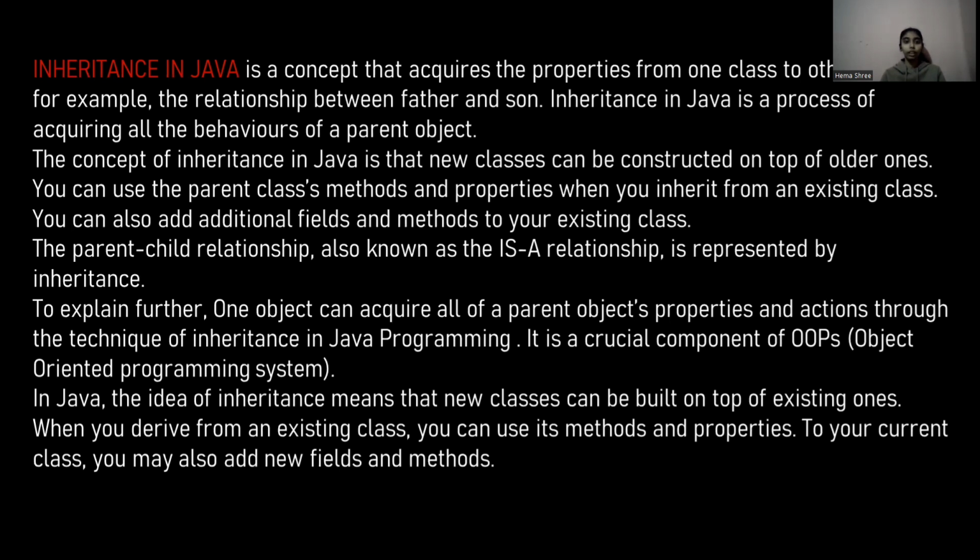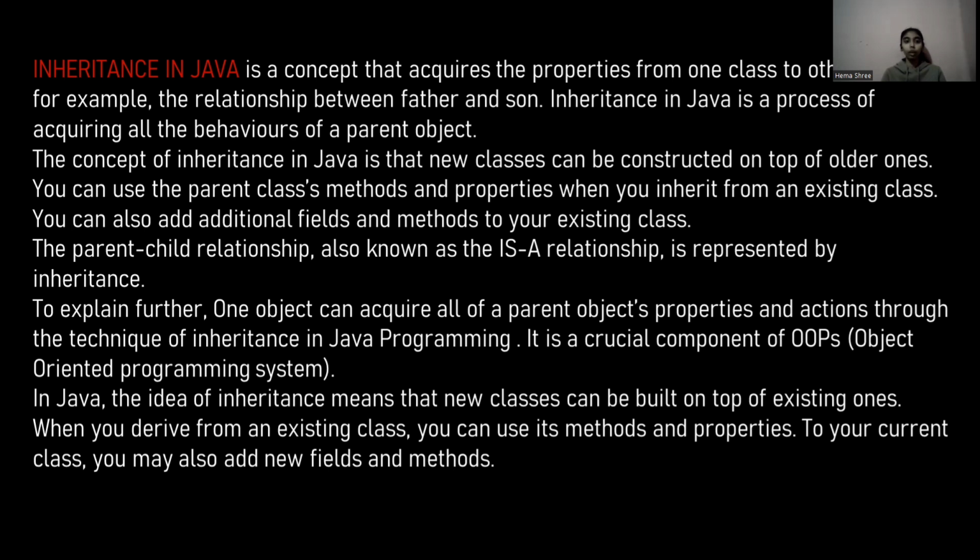The concept of inheritance in Java is that a new class can be constructed on top of older ones. You can use the parent class methods and properties when you inherit from an existing class. You can also add additional fields and methods to your existing class. The parent-child relationship is also known as the ISA relationship. It is represented by inheritance.